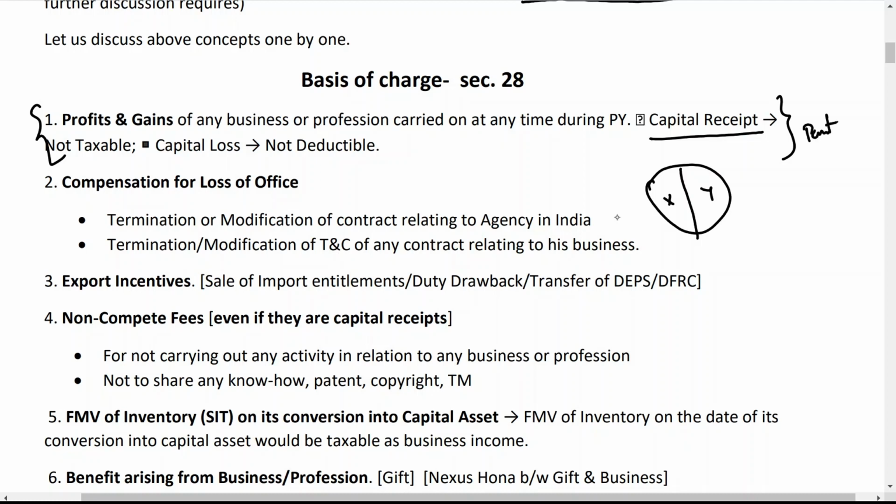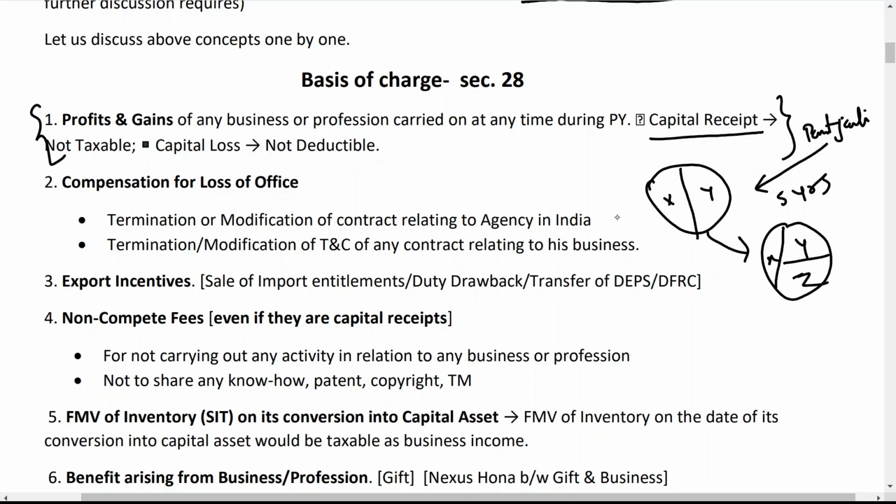Let us say Patanjali has given the agency to X and Y for this particular area. Now this is a contract. This agency is given for 5 years. After 1 year, Patanjali gives this part to X, which remains the same, but the part which was given to Y is shared between Y and Z. So they have also given the agency to Z.